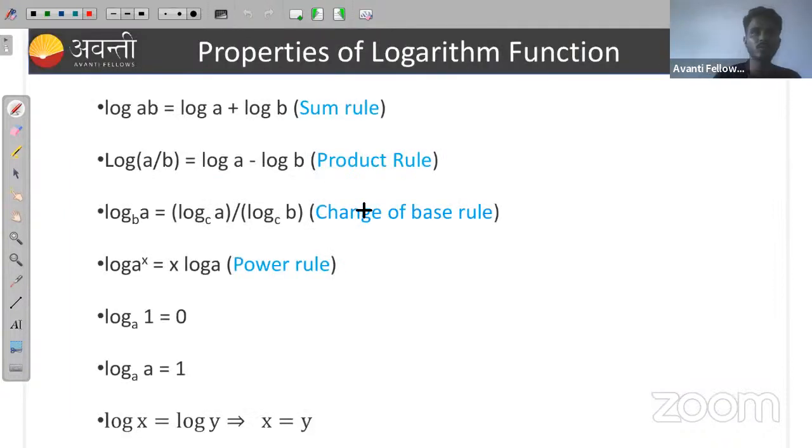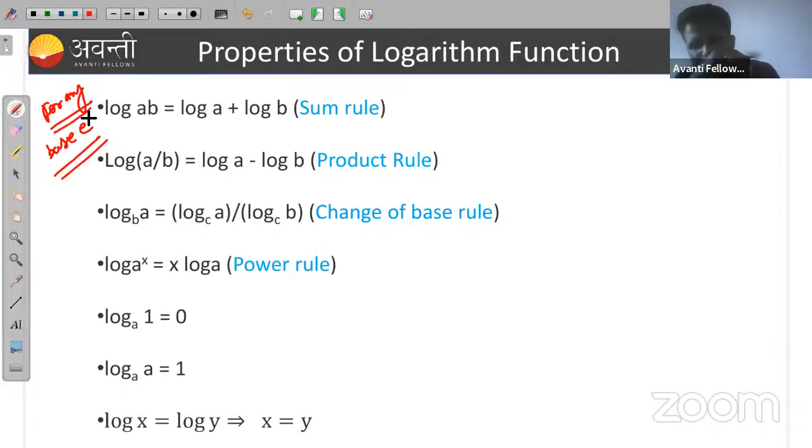Now, certain rules on logarithms. If nothing is mentioned, you can take any base here. For any base it will work. It may be the natural logarithm or any special logarithm, base 10 or base e, it will work.